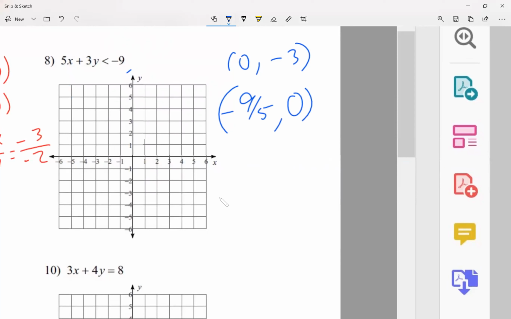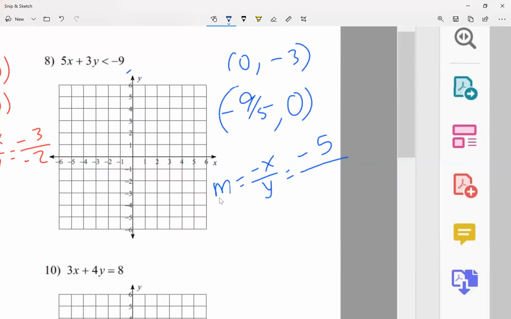I'm also going to find out what my slope is. I remember I go -x/y. The number in front of x is 5, so let me write this as a -5. The number in front of the y is 3. Don't forget that I switched the sign on the number on x. My slope is -5/3. I'm not even going to try drawing this point.